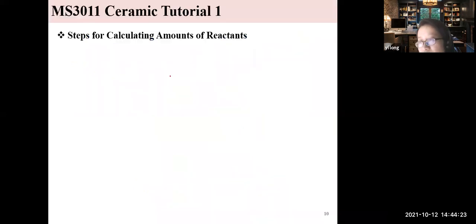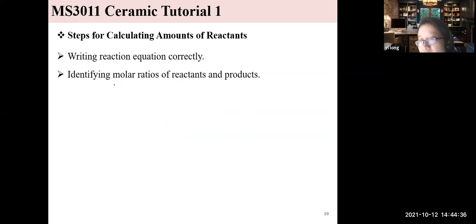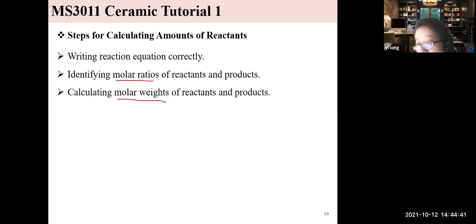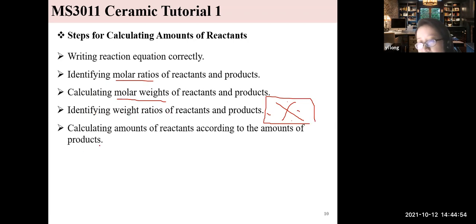You need to use a balance to get the weight. So let's continue. I wrote the steps in more detail, but it's very straightforward. In step 1, you have to write the equation first, and make sure the left and right sides are balanced. Then identify the molar ratio of the left and right, and calculate the molar weight of the left and right. Then identify the weight ratio. This is the most important step, because in the end it is the weight ratio that determines everything. You need to get the weight ratio for reactants and products, and calculate the amount of reactants according to the amount of products. Check that the units are the same.